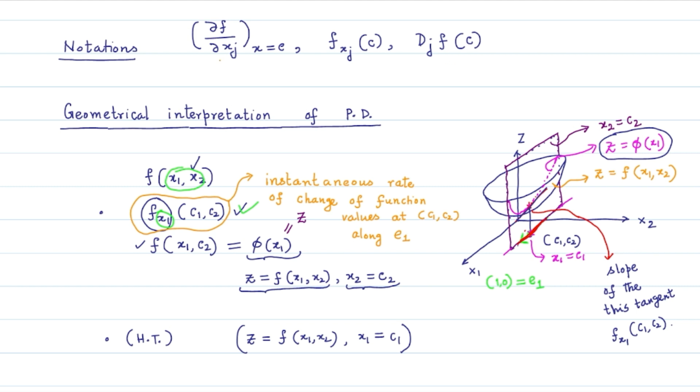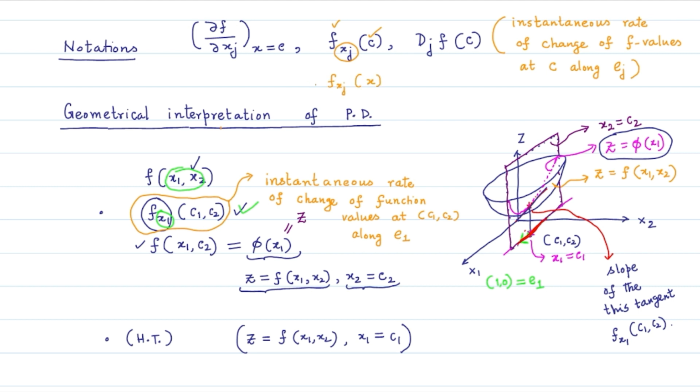And in general, the partial derivative of a function f with respect to its jth variable is the instantaneous rate of change of function values, or f values, at the point c along the direction of the jth unit vector in the standard basis of Rn. Now after calculating the partial derivative of the function f with respect to the jth variable at different points c in the domain of definition of the function f, we will get a function of the variable vector x.